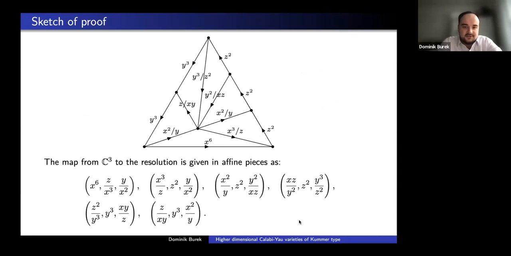And we can do the same analysis for that singularity. And we have a map from C^3 to the resolution, and we will check that this in fact lifts to the resolution.